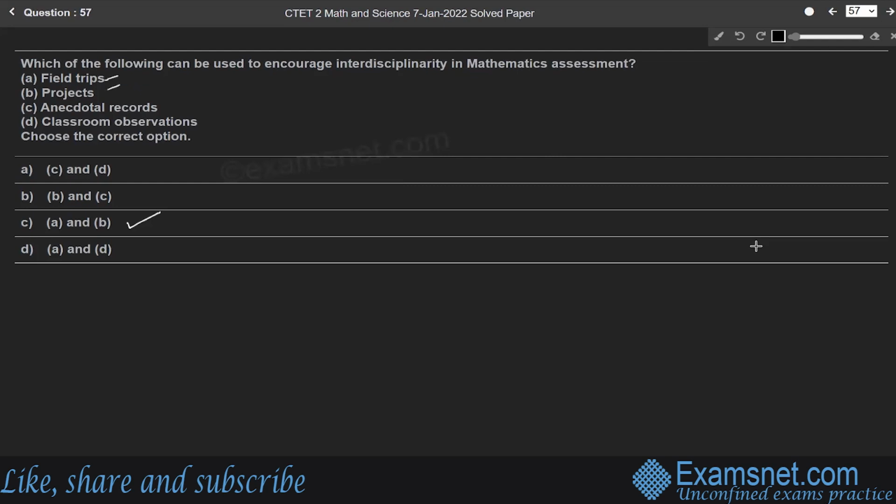So here a field trip is a visit to a place away from their normal place of study. The purpose of this trip is to provide students an experience outside the classrooms or labs, to provide hands-on experience to the students. Whereas a project is a series of tasks that need to be completed to reach a specific outcome. A project can also be defined as a set of inputs and outputs required to achieve a particular goal. Here, option C, which includes field trips and projects, can be used to encourage interdisciplinarity in mathematics assessment.